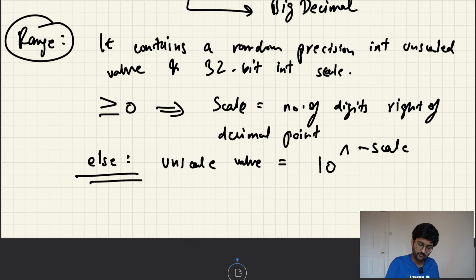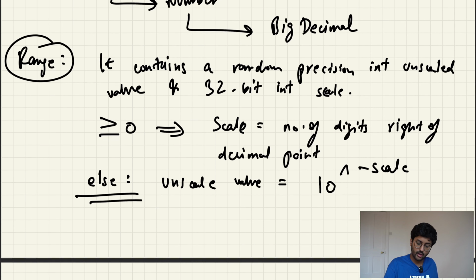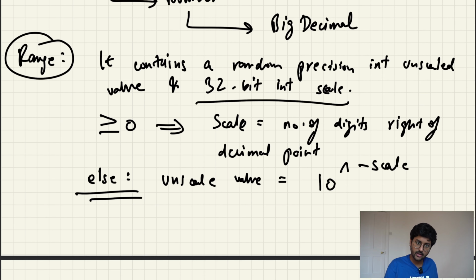Okay, sounds good. We all know what the scale is, a 32-bit integer, but scale is equal to the number of digits on the right hand side of the decimal point if it is positive. Otherwise, it is 10 raised to the power minus scale, whatever the scale is, the unscaled value. Okay, a little bit complicated, but this is how they have decided it to be.